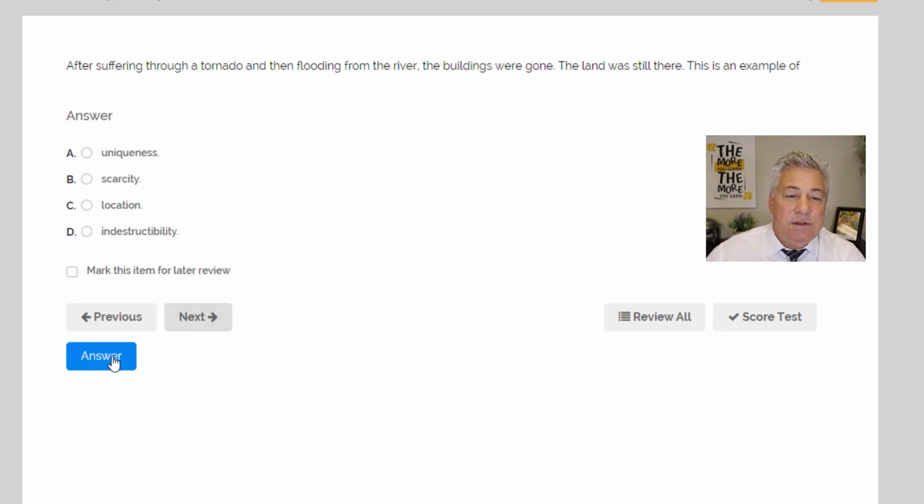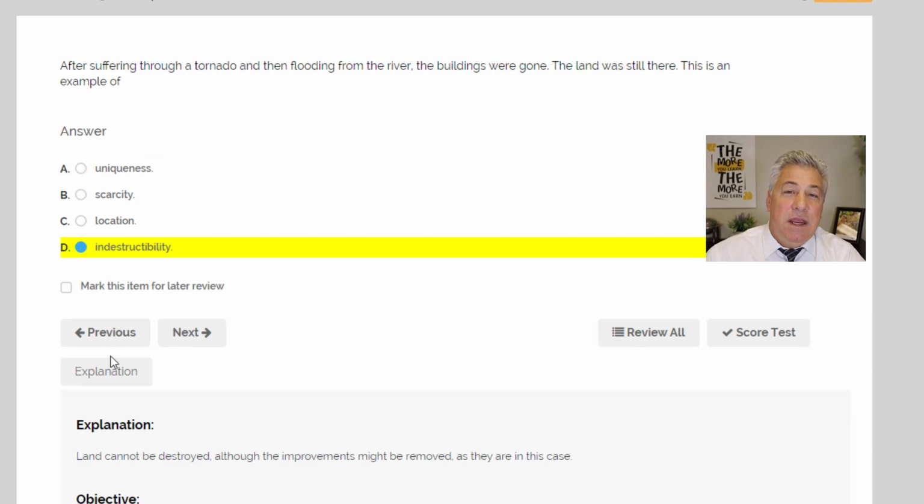And the answer is D, indestructibility. Land cannot be destroyed, although the improvements might be removed as they are in this case. They say land is like fingerprints. There's no two parcels that are identical. At the very least, each has its own unique geographic location. But the answer here, indestructibility. Land is indestructible.